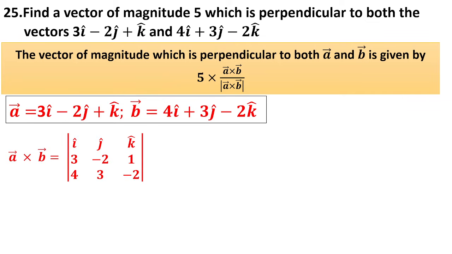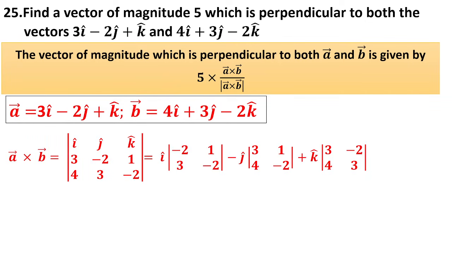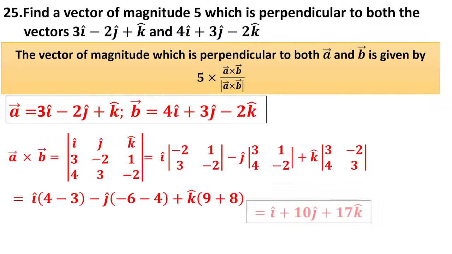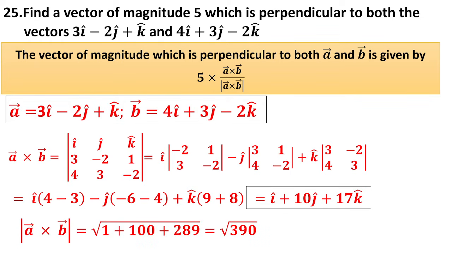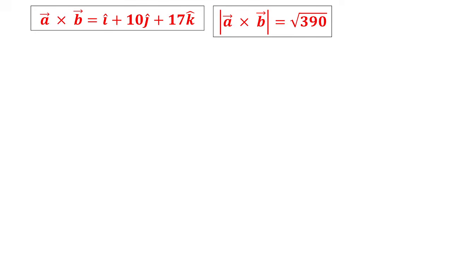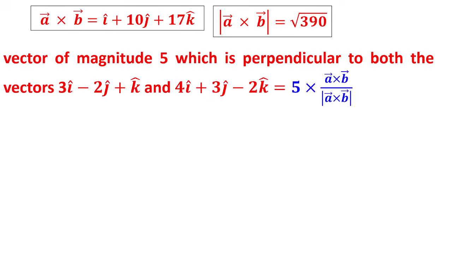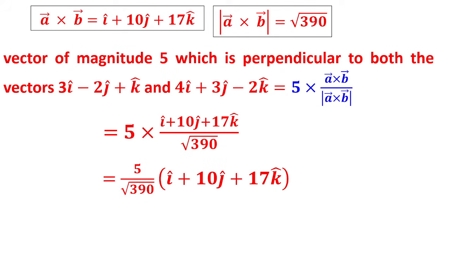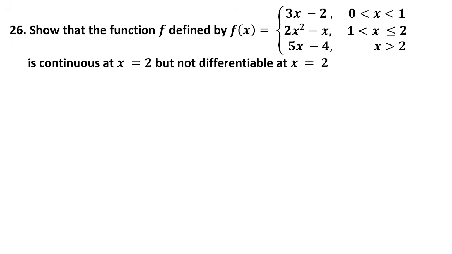I am going for A cross B by making use of the 3 cross 3 determinant. I am expanding it, and I am getting its magnitude also. It is square root of 390, and the vector is i plus 10j plus 17k. Problem is very simple now. It is 5 into that vector by its magnitude, that is square root of 390. No more simplification. Let us leave it as it is.